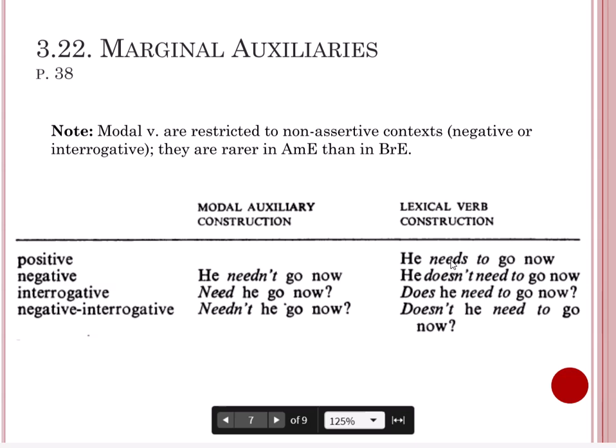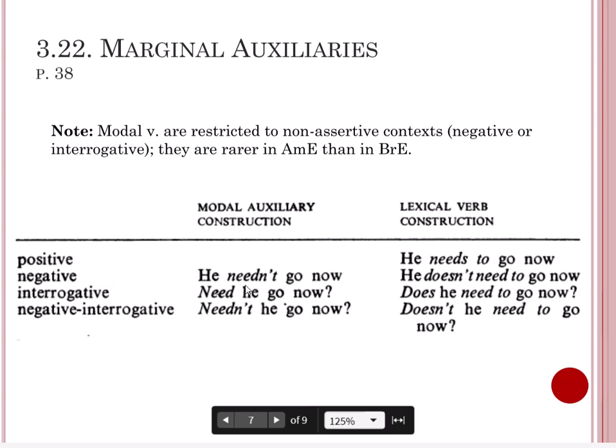But if the lexical verb need is not followed by another verb, there is no need for the to infinitive. I go with this idea. The second case would be the non-assertion. The second, third, and fourth cases are all non-assertion. So as you can see, we have examples for the modal auxiliary verbs. With the negative, we have the sentence, he needn't go now.